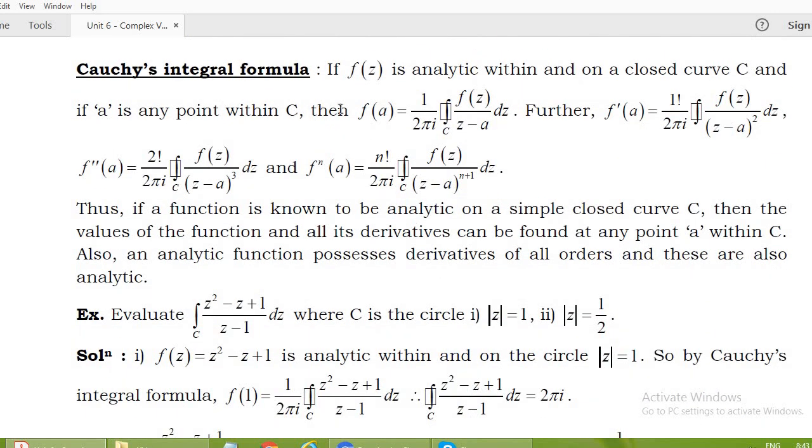Cauchy's integral formula: if f(z) is analytic within and on a closed curve C and a is any point within C, then f(a) equals 1 upon 2 pi i integral over closed curve f(z) upon z minus a dz. Further, f dash of a equals 1 factorial upon 2 pi i integral over closed curve f(z) upon z minus a whole square dz, and so on. We can generalize this result. So this is a particular case of Cauchy's residue theorem, which we are going to learn soon. Every problem which is solvable by Cauchy's integral formula is also solvable by making use of Cauchy's residue theorem.